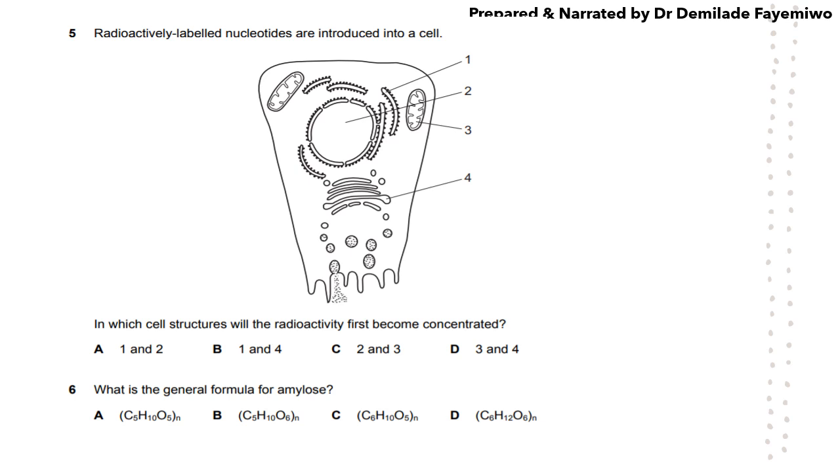Radioactively labeled nucleotides are introduced into a cell. And it says, in which cell structures will the radioactivity first become concentrated? So if you look here, we have 1, which is pointing at the rough endoplasmic reticulum. And we have 2, which is the nucleus, we have 3, which is the mitochondria, and then we have 4, which is the Golgi body.